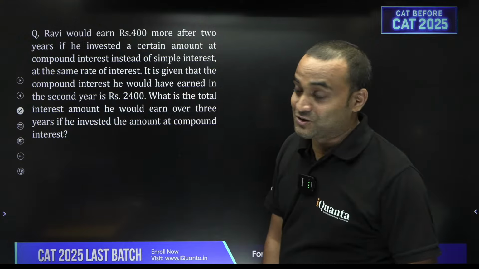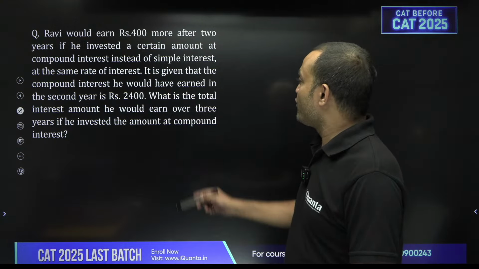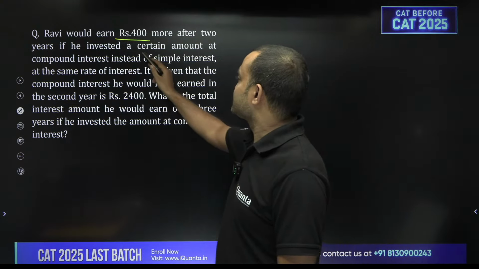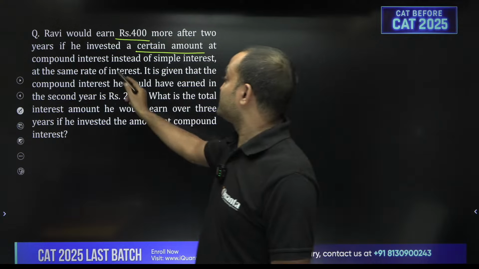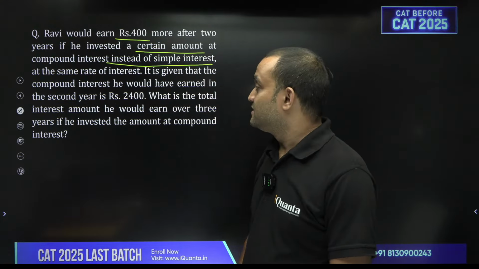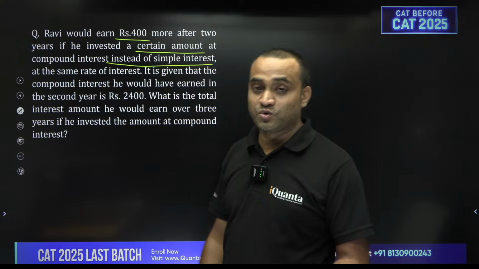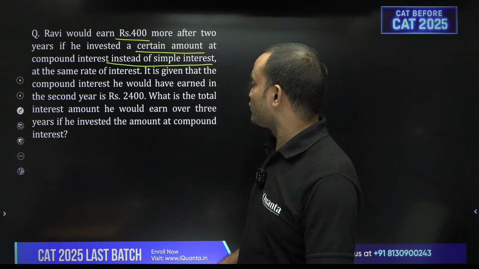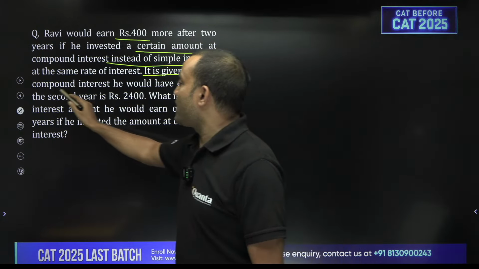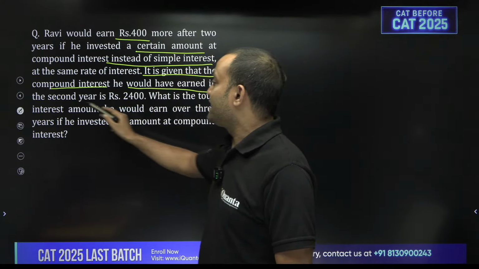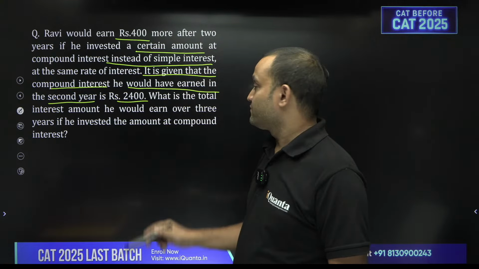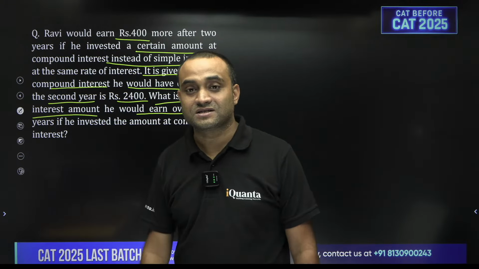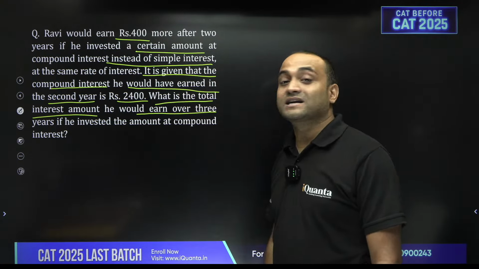This is a very interesting question. Ravi would earn 400 more after 2 years if he invested a certain amount at compound interest instead of simple interest at the same rate of interest. So, after 2 years, the difference between compound interest and simple interest is 400 rupees. It is given that the compound interest he would have earned in the second year is 2400. What is the total interest amount he would earn over 3 years if he invested the amount at compound interest?